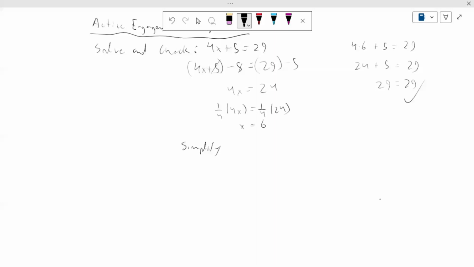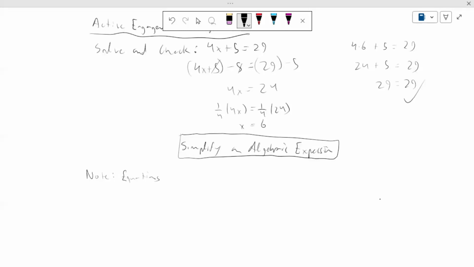Simplify an algebraic expression, okay? So I'm going to have a little reminder over here, right? So I'll say note, remember that equations have equal signs. That's why they're called equations, right? But expressions do not have equal signs. Expressions are just a bunch of quantities added together, multiplied together, and whatever, right? So equations have equal signs, while expressions do not.